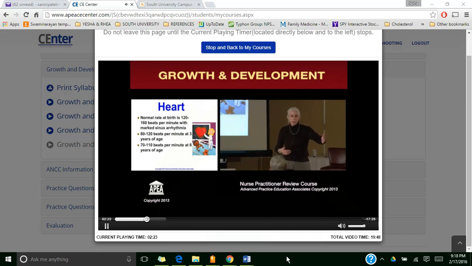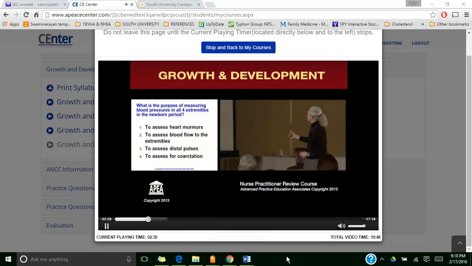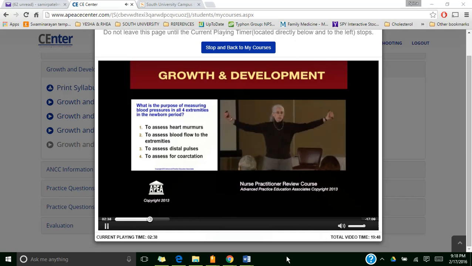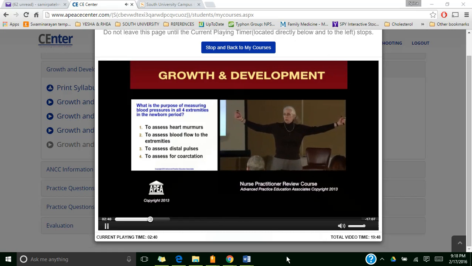And so look at number 4. What's coarctation of the aorta? Coarctation of the aorta means that the aorta is narrowed. It's one of the most common cardiac anomalies we see in children. If your aorta is narrowed, then what we're going to find in you is elevated blood pressure in the upper extremities and diminished blood pressure in the lower extremities.